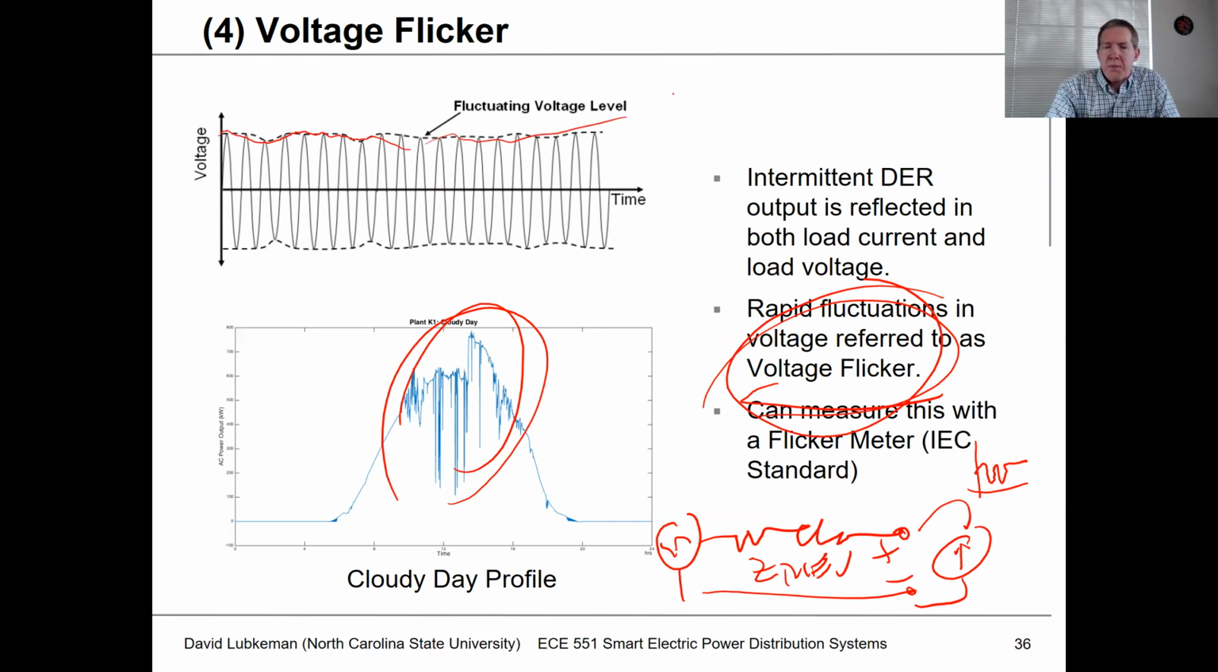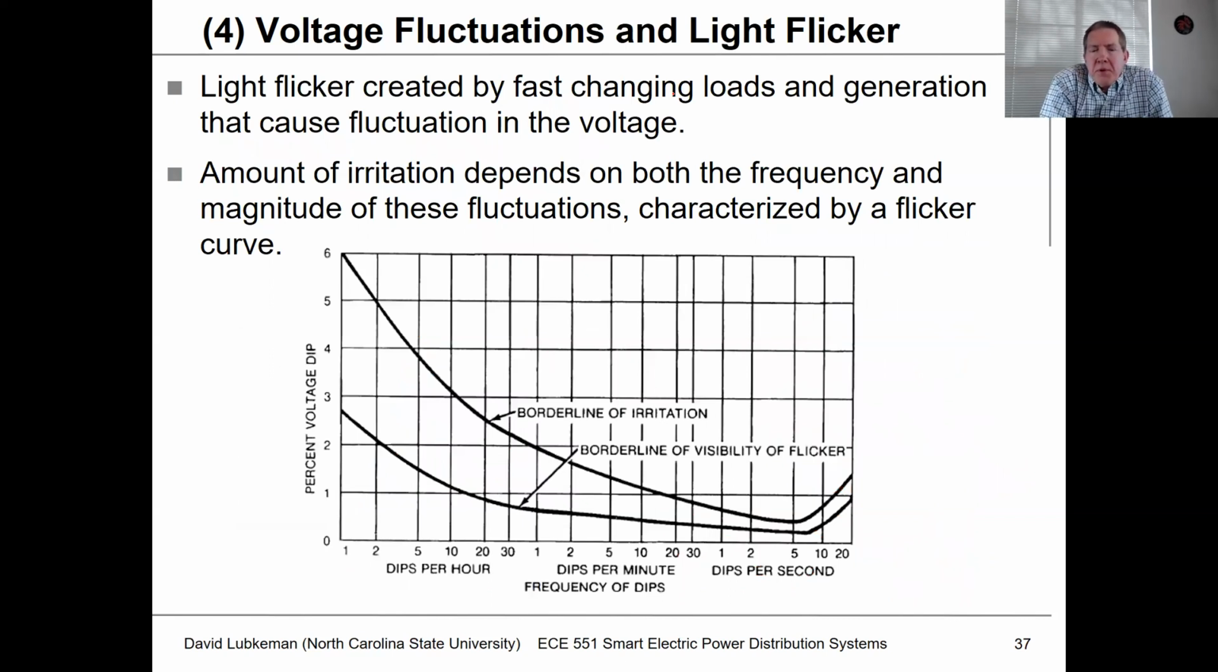Now, this in the past has been associated with issues with lamp flicker, light flicker. So when we had incandescent lighting, what this varying voltage would do is actually cause changes in the lighting output, which actually caused a lot of irritation to humans and farm animals. And so a long time ago, they developed what they call the flicker curve.